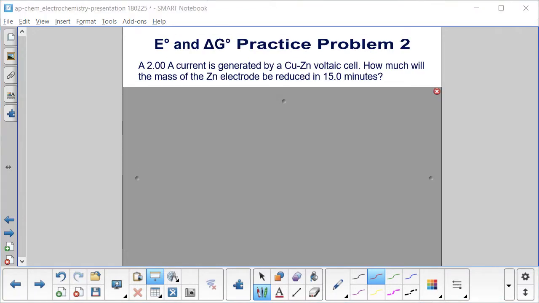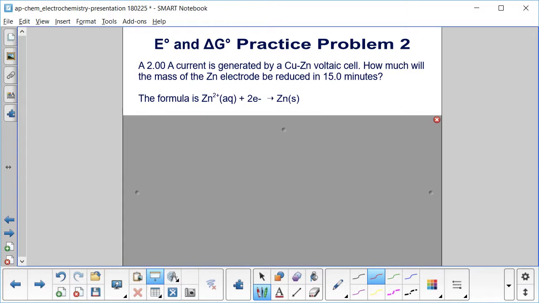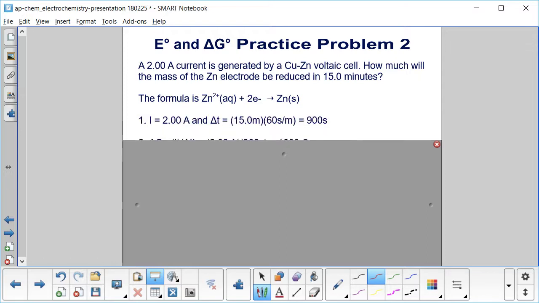All right, here's a second practice problem. A 2.00 amp current is generated by a copper zinc voltaic cell. How much will the mass of the zinc electrode be reduced in 15 minutes? So we start with our formula for the reduction of zinc. We know that zinc is being oxidized, though, if the zinc solid is decreasing in mass. It's not being produced. It's being used up through the release of those 2 electrons.